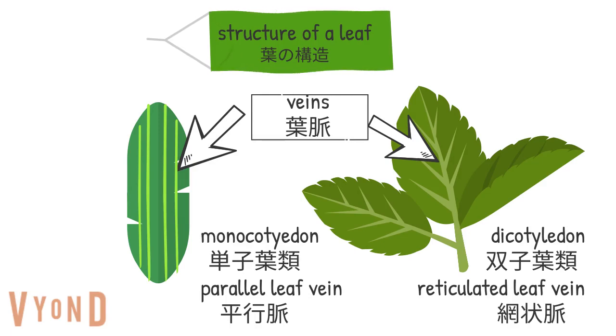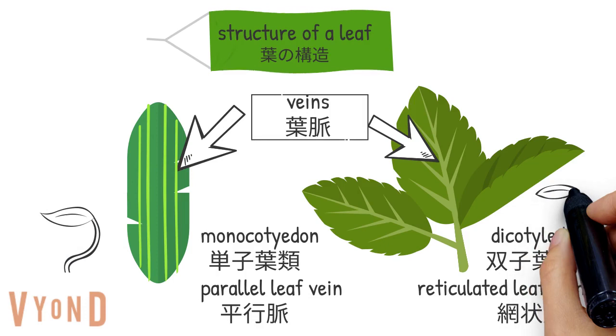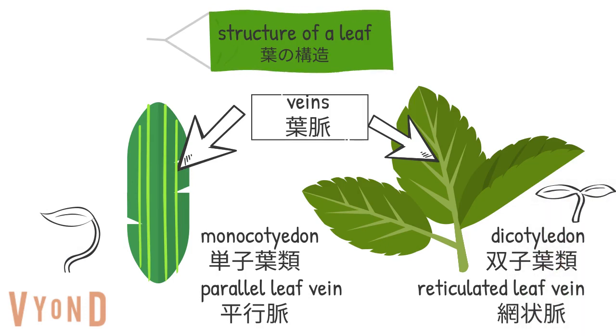There are two types of plants based on the number of cotyledons: dicotyledonous plants, which have two cotyledons, and monocotyledonous plants, which have one cotyledon. Dicotyledonous plants are also known as dicots and monocotyledonous plants are called monocots.